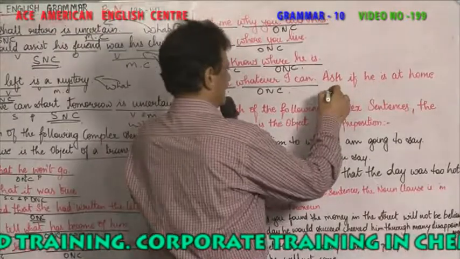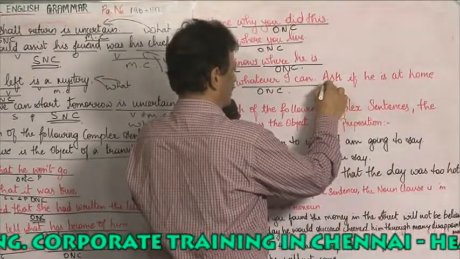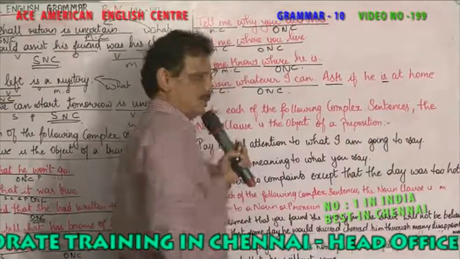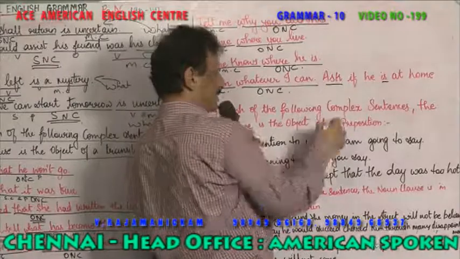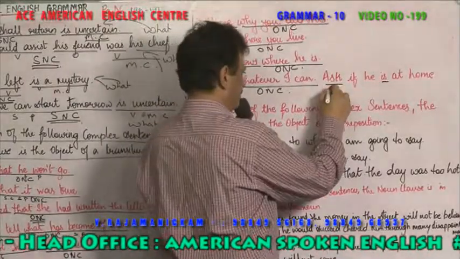Next is one of the sentences given here. Two verbs are there. Ask is a verb. So two sentences are there. When two verbs are there, two sentences are there. Ask. Even a single verb is a sentence. So it is a main clause.